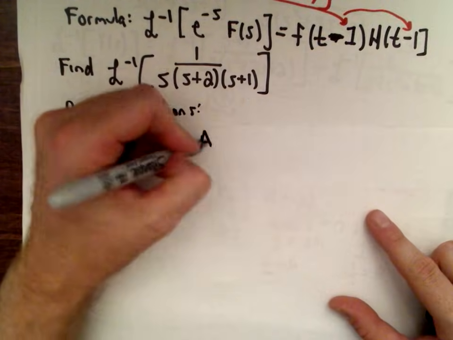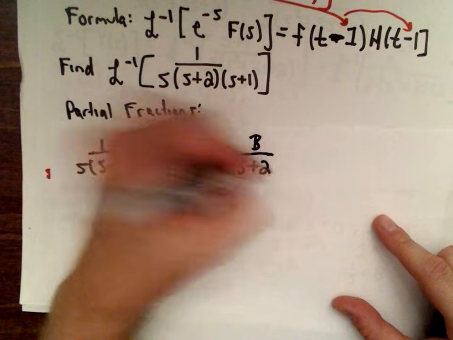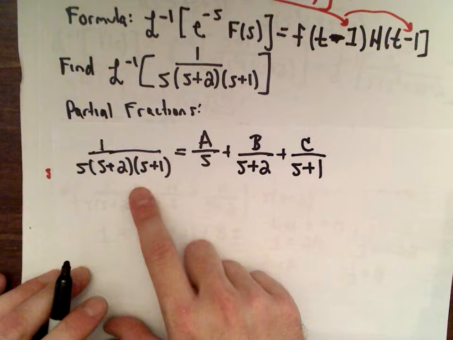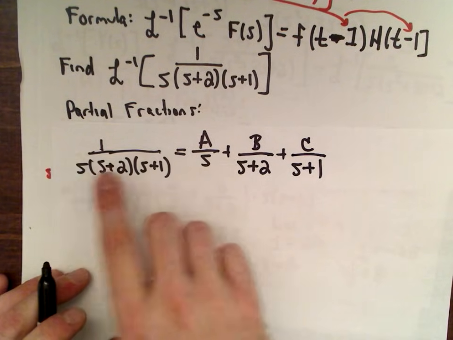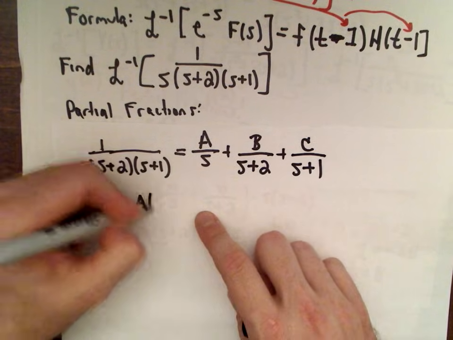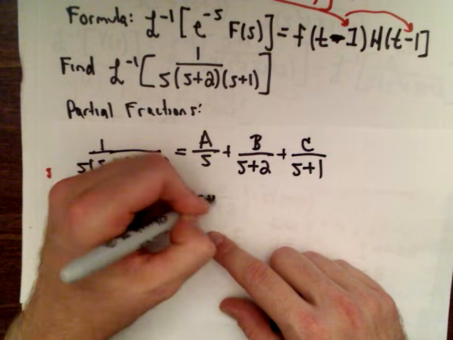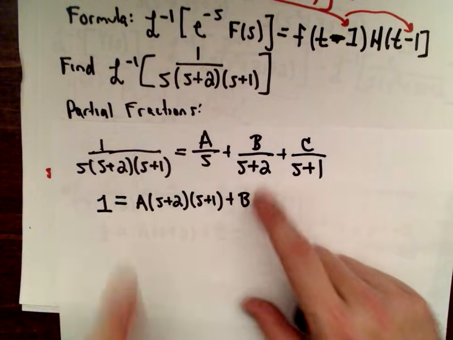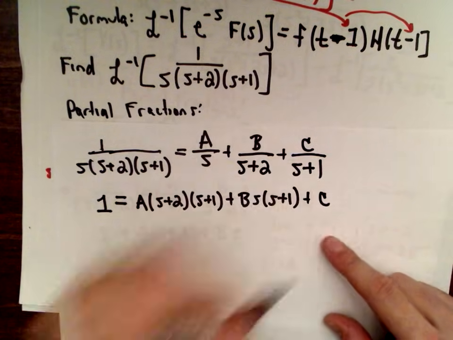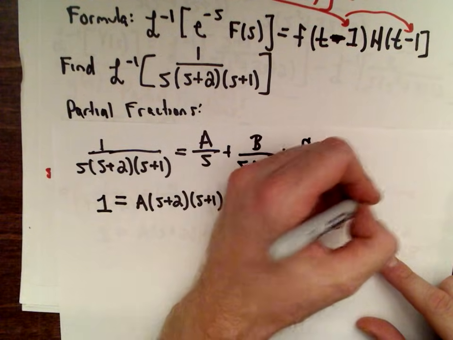Again, these are all linear. I can write this as a over s plus b over s plus 2 plus c over s plus 1. If I multiply both sides by the denominator, s times s plus 2 times s plus 1, I'll be left with 1 equals a multiplied by s plus 2 times s plus 1, plus b multiplied by s times s plus 1, plus c multiplied by s times s plus 2.